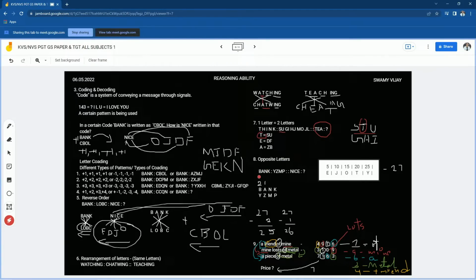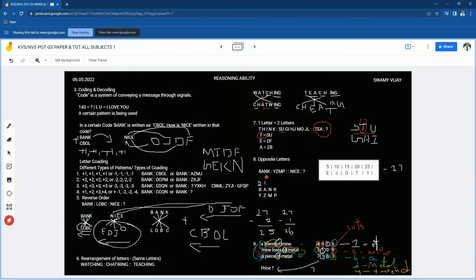Now if they have given BANK and the word is YZMP, see, it has not fallen into any one of the patterns being used here. It is not +1 -1, it is not +2 -2, it is not +3 -3, it is not even a combination of +1 or -1. So this has been used in a different way. Now let me tell you how to find this. You may have so many methods. This is the method which I learnt and used.